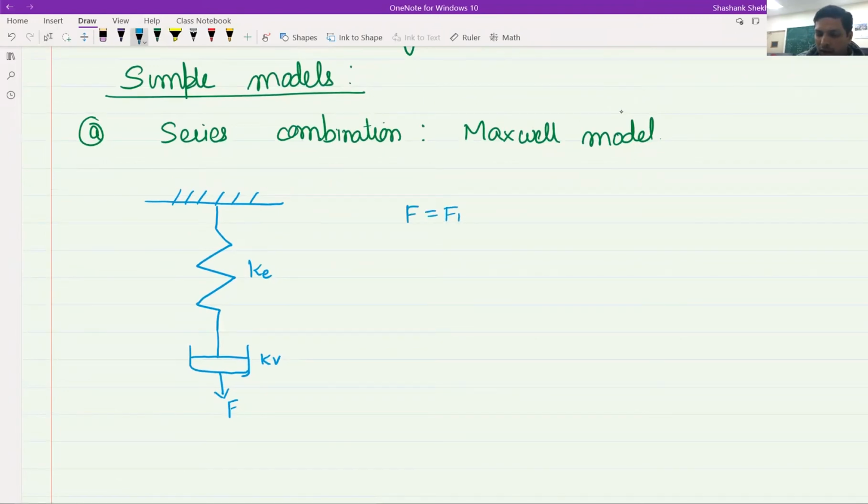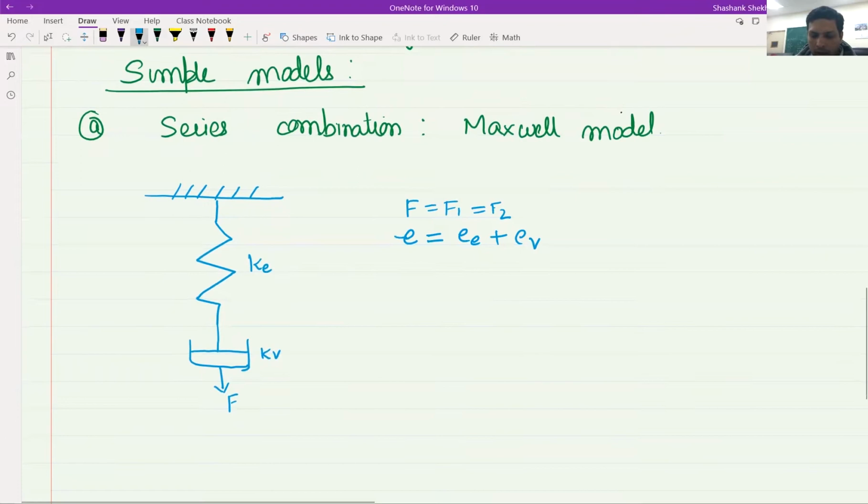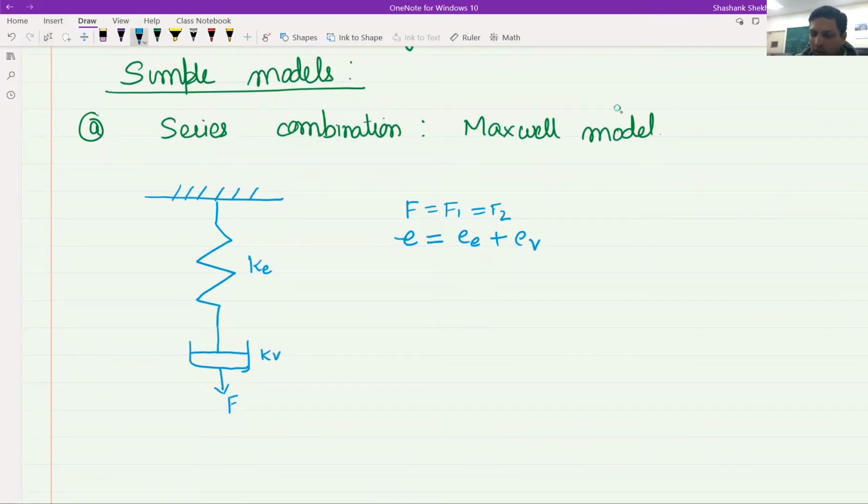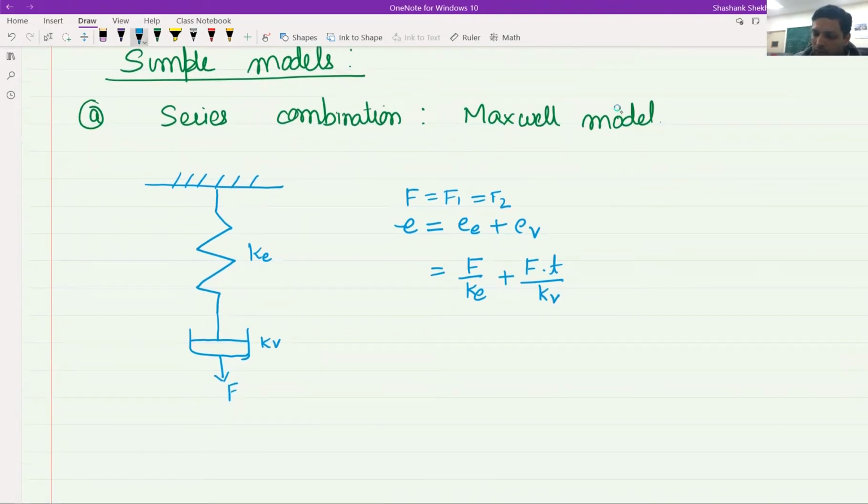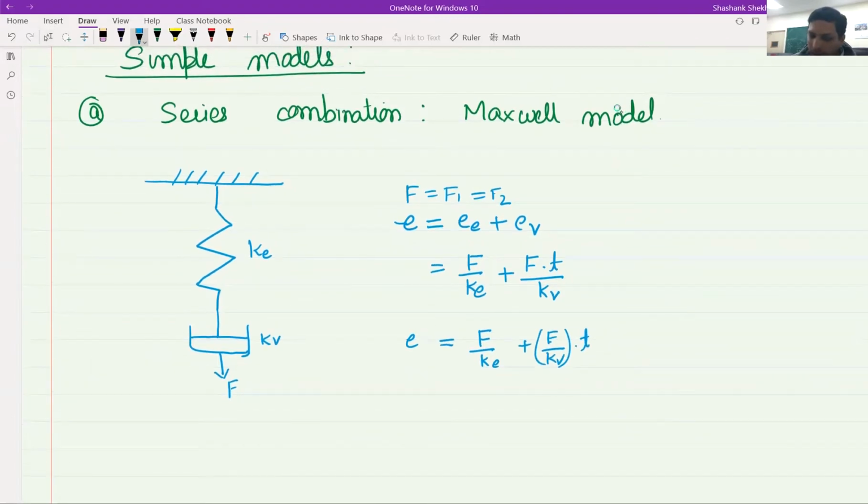So F is equal to F1 is equal to F2, and the overall elastic strain would be given by EE, the spring component, plus the dashpot component. And this EE, based on our previous equation, can be written as F by Ke plus F into T by Kv. And therefore what we have is E equal to, and this can be represented.